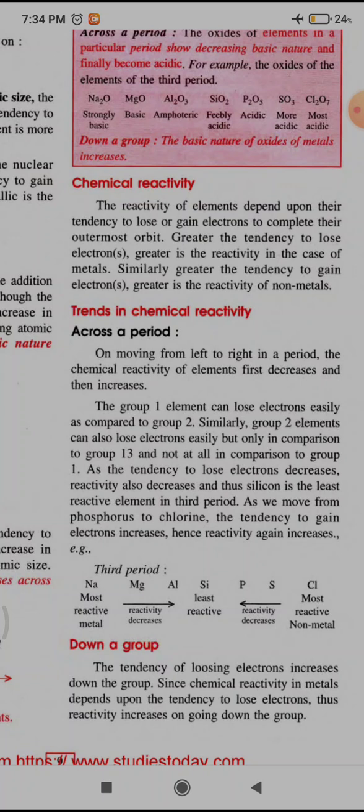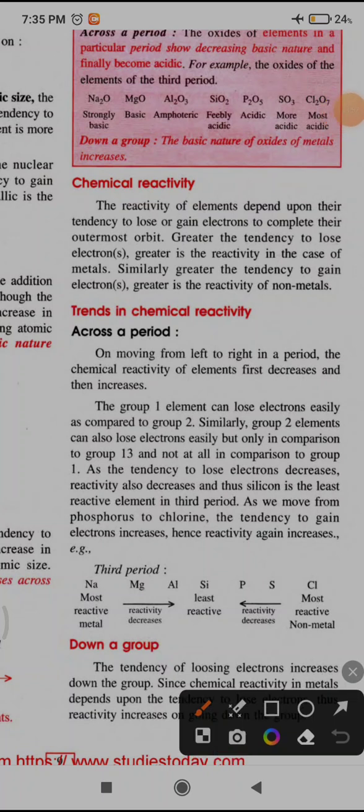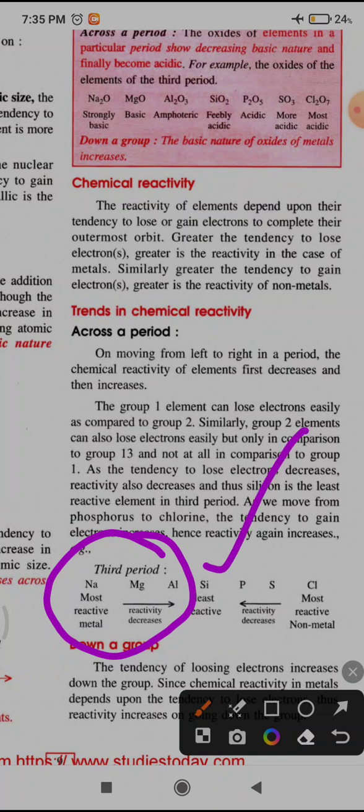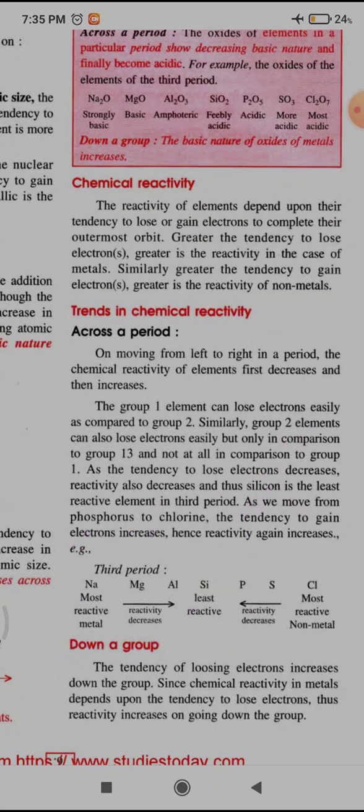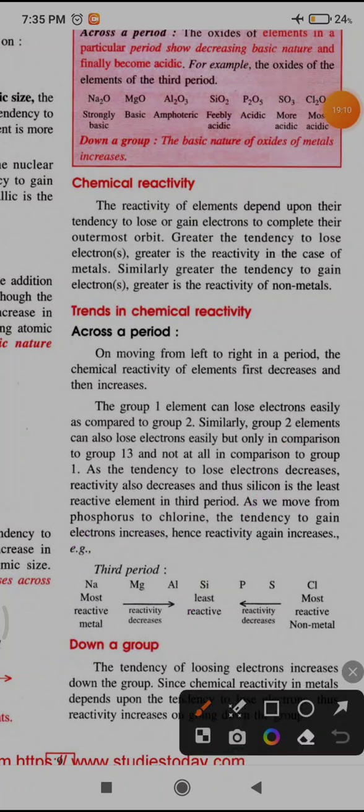See, silicon is the least reactive element in the third period. As we move from phosphorus to chlorine, the tendency to gain electrons increases and reactivity again increases. Simply, the reactivity first decreases, then silicon is completely the least reactive. Let me clear it for you: from left to right it decreases, meaning the most reactive is sodium, and silicon is the least reactive.